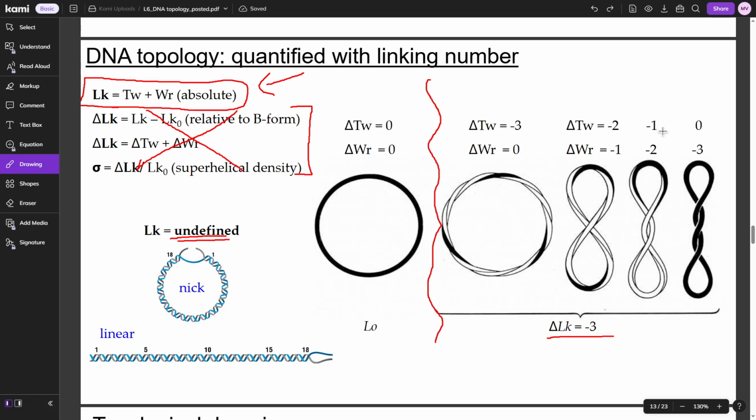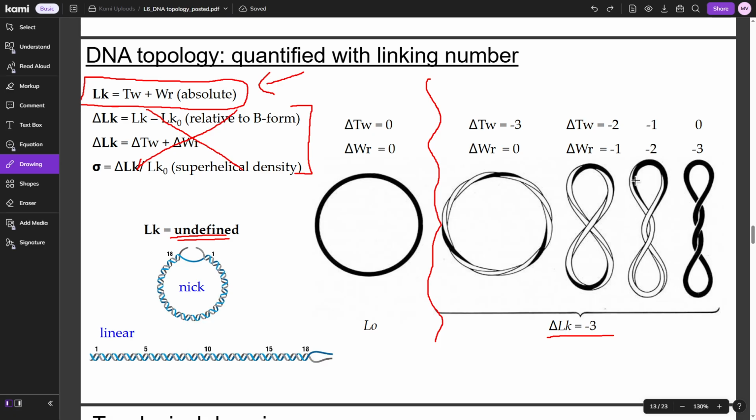We can add another negative writhe. We can remove another twist. And then we can add another twist and then remove it. We can remove another twist and then add another writhe, like a negative writhe. So these structures are very obviously different from each other, but their linking numbers are the same.